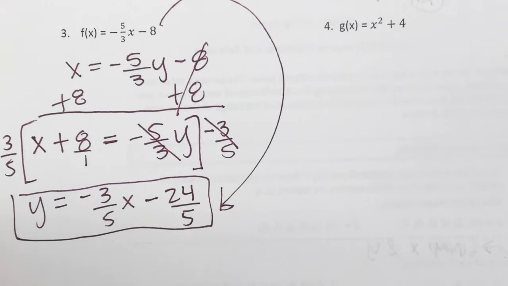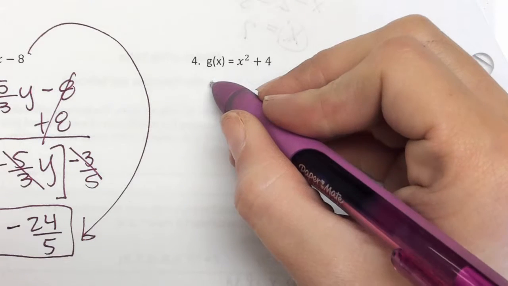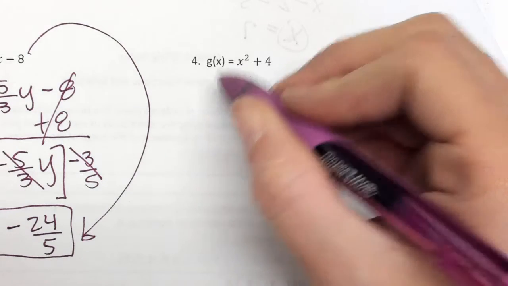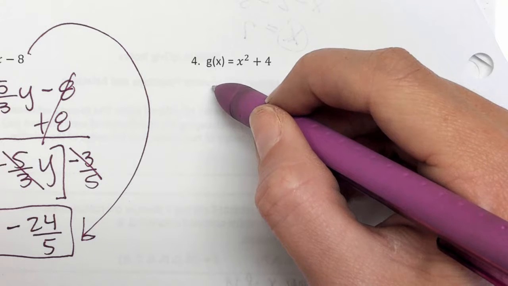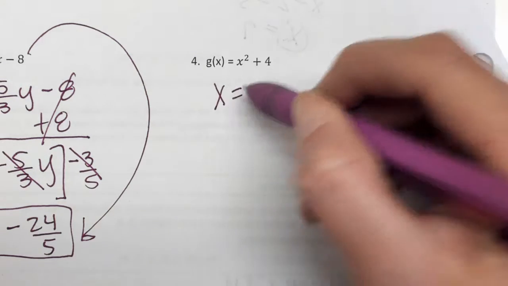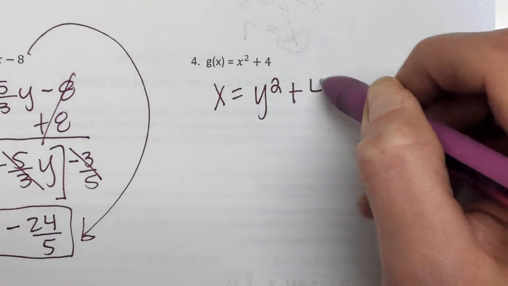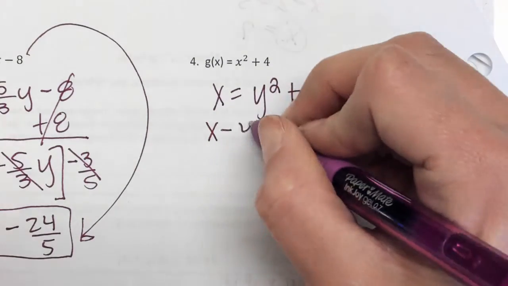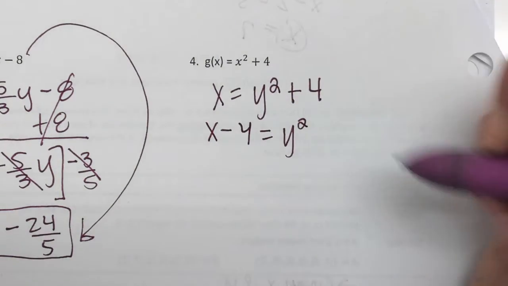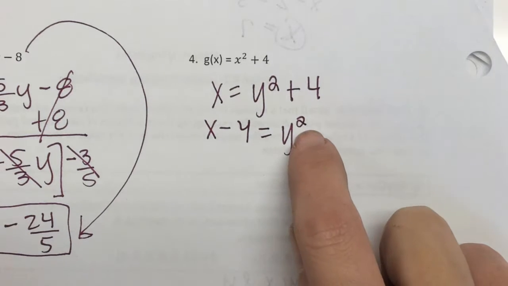Alright, Taylor, tell me the first step in number 4. You gotta swap, right? Okay, go ahead. How do you want to say it? Yep. X equals y squared plus 4. Good. Alright, Summer, tell me the next step. Okay. Lucas, tell me the next step. Good. Okay, so we're trying to get y by itself.